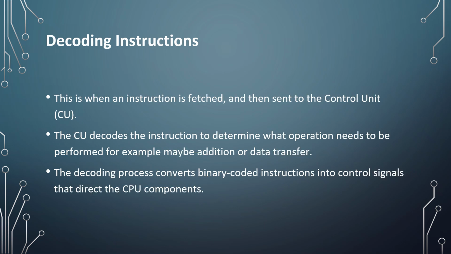The second function is decoding instructions. This is when an instruction is fetched and then sent to the control unit, which is also known as the CU. The CU decodes the instruction to determine what operation needs to be performed, for example, addition or data transfer. The decoding process converts binary coded instructions into control signals that direct the CPU components.